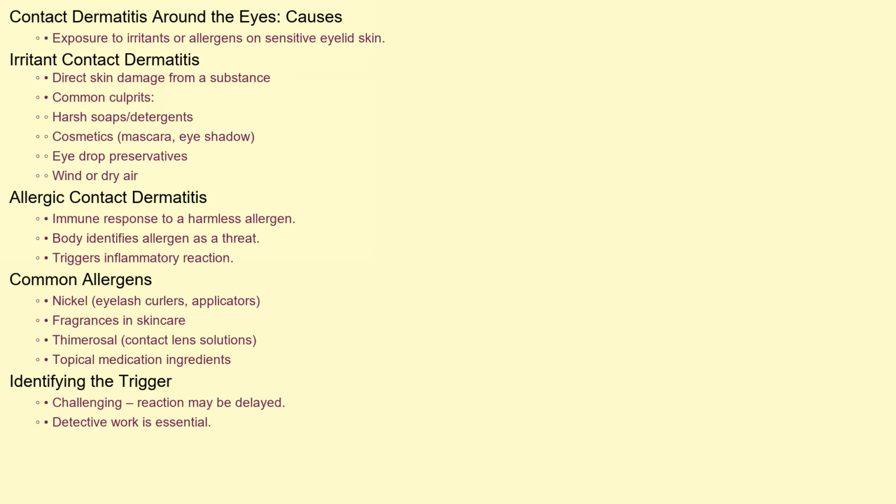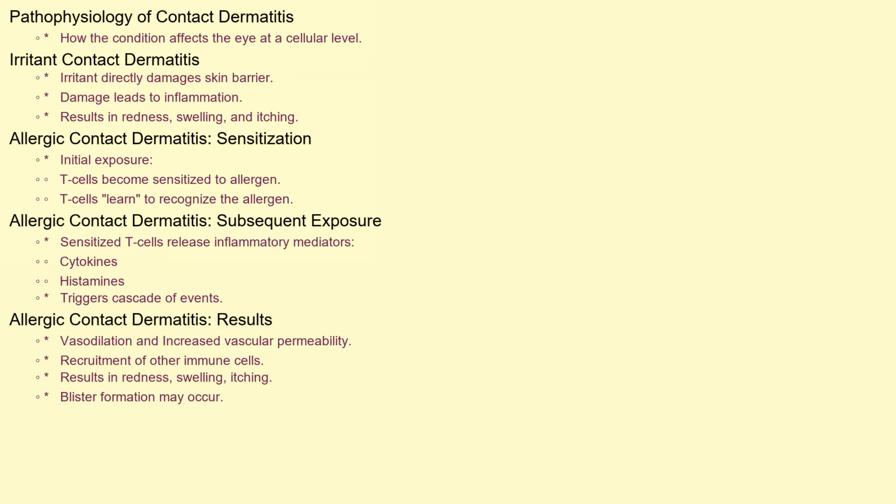Allergic contact dermatitis, on the other hand, is an immune response. The body identifies a harmless substance, known as an allergen, as a threat and triggers an inflammatory reaction. Typical allergens include nickel found in some eyelash curlers or makeup applicators, fragrances in skincare products, preservatives like thimerosal in contact lens solutions, and even ingredients in topical medications. Identifying the specific trigger can be challenging, as the reaction may not occur immediately after exposure, making detective work essential.